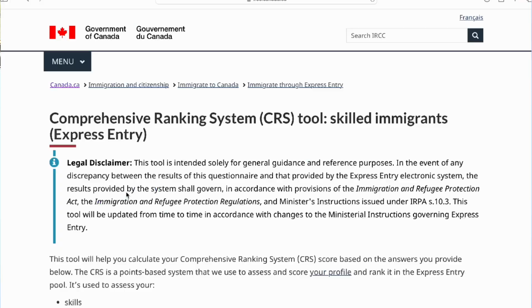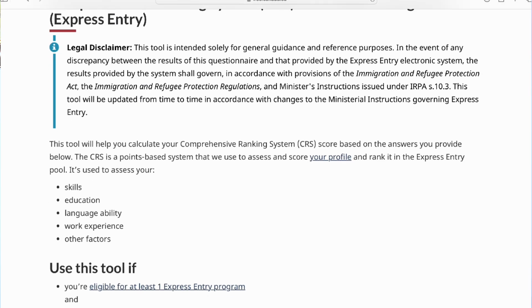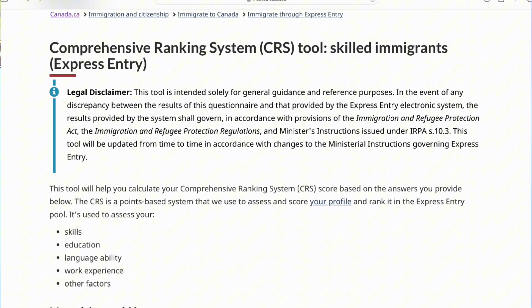This is very important. It's even right on the official Canada website. Like I said, it's a public resource. You need to know how to calculate your CRS score, and I'm going to read what I have here. It is written that this tool will help you calculate your Comprehensive Ranking System score based on the answers you provided. The CRS is a point-based system that is used to assess and score your profile and rank it in the Express Entry pool.